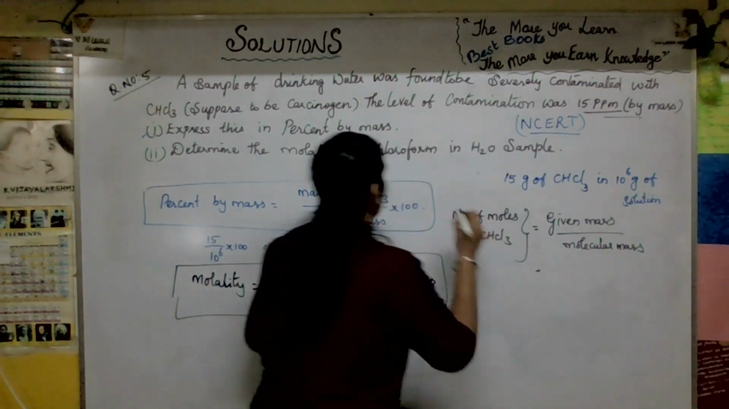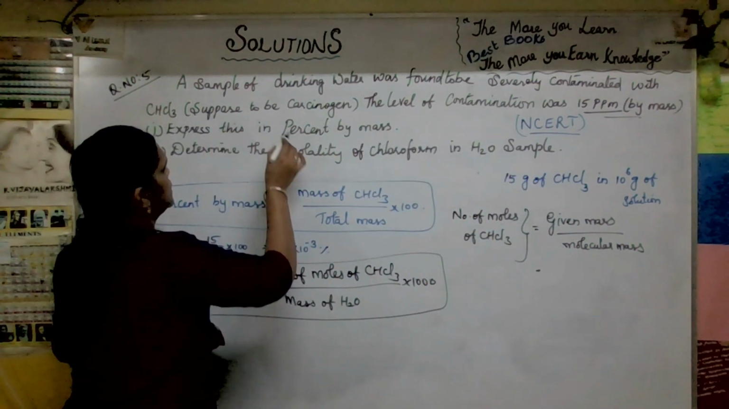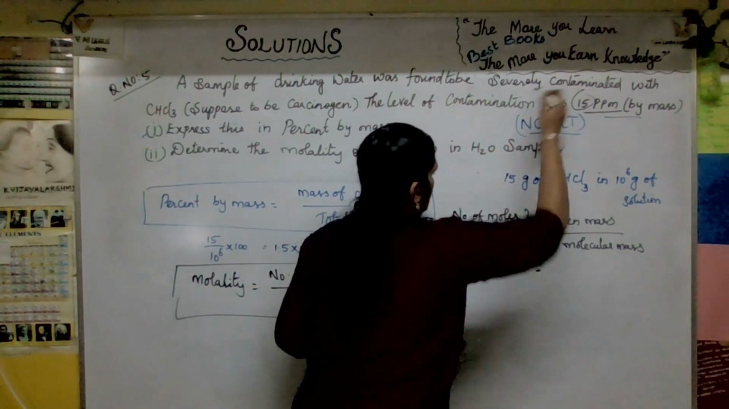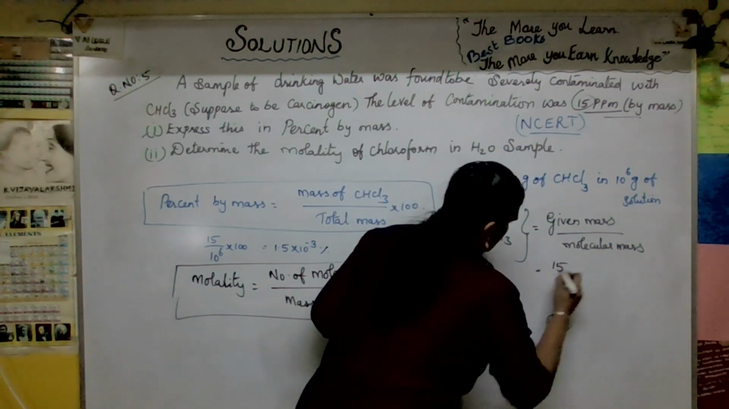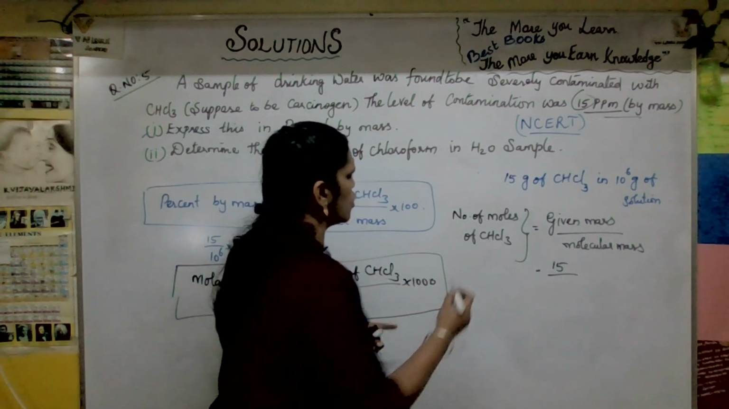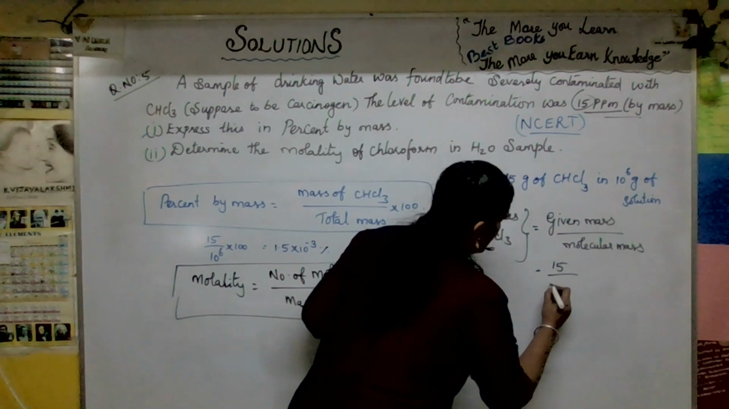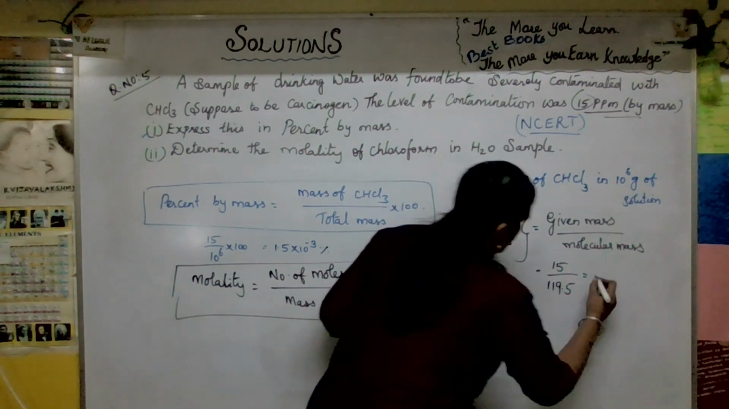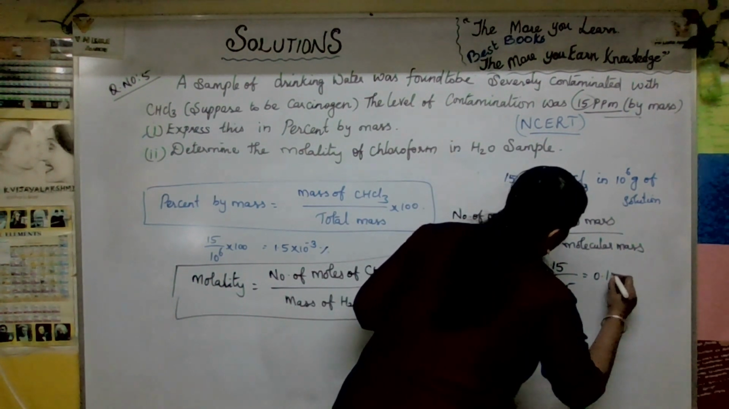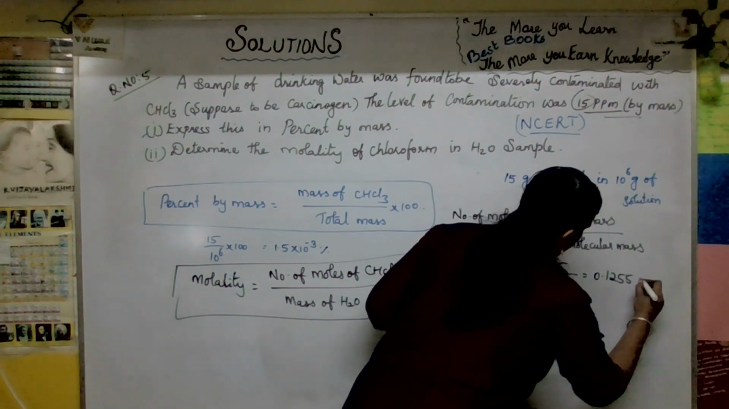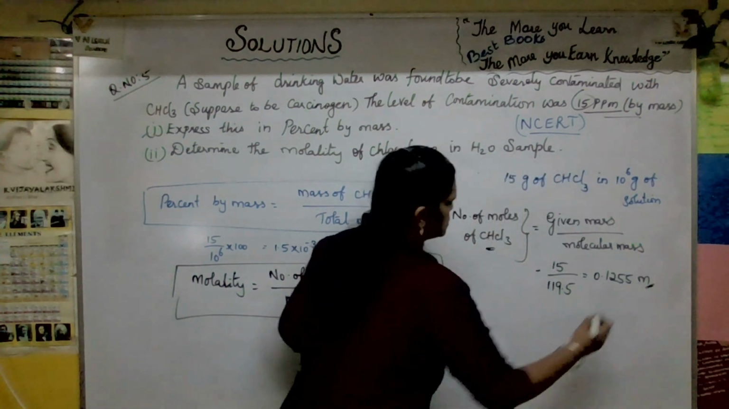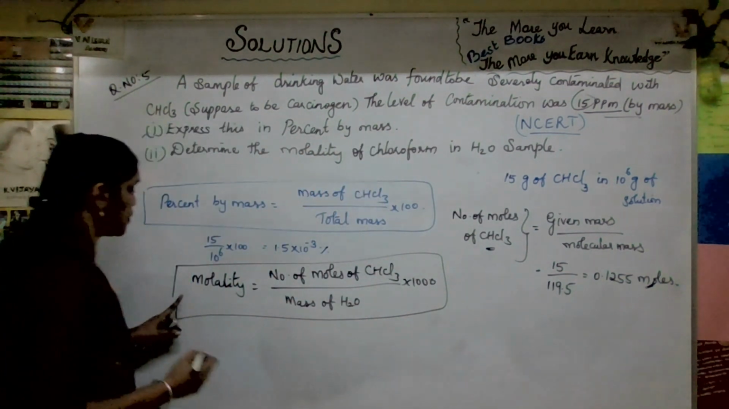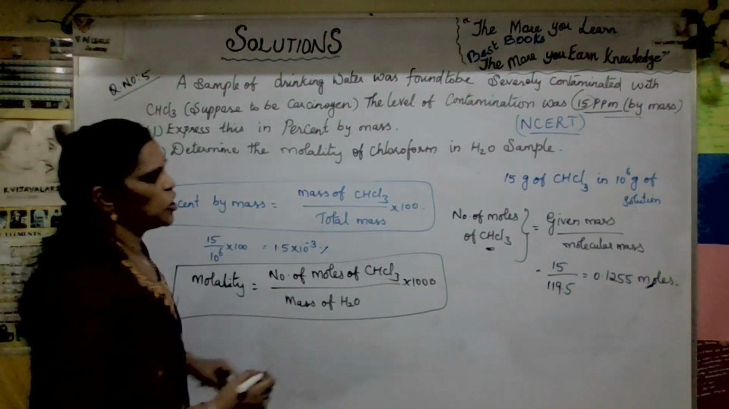Okay, given mass how much? Here 15 gram, right? They mentioned here. So 15 divided by molecular mass of chloroform. How much? 119.5. So you will get 0.1255 moles. This is moles. Moles, because small m is meant for molality, right? Moles only you can write.